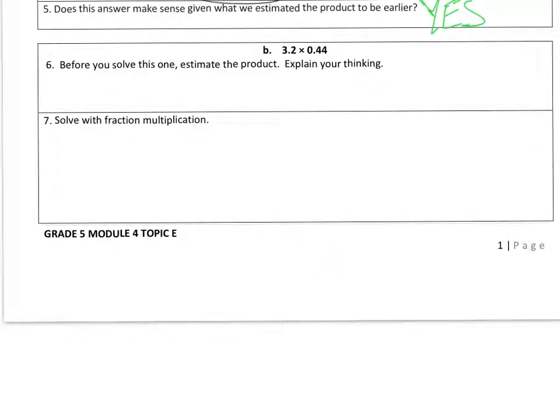So let's look at this problem. 3 2/10 times 44 hundredths. So we're going to estimate. So let's point out that this 44 hundredths, that's a number less than 1. And you know what happens when you multiply by a number that's less than 1. You get an answer that's smaller than what you started with. So my answer is going to be smaller than 3 2/10. So I'm going to estimate 1.5.